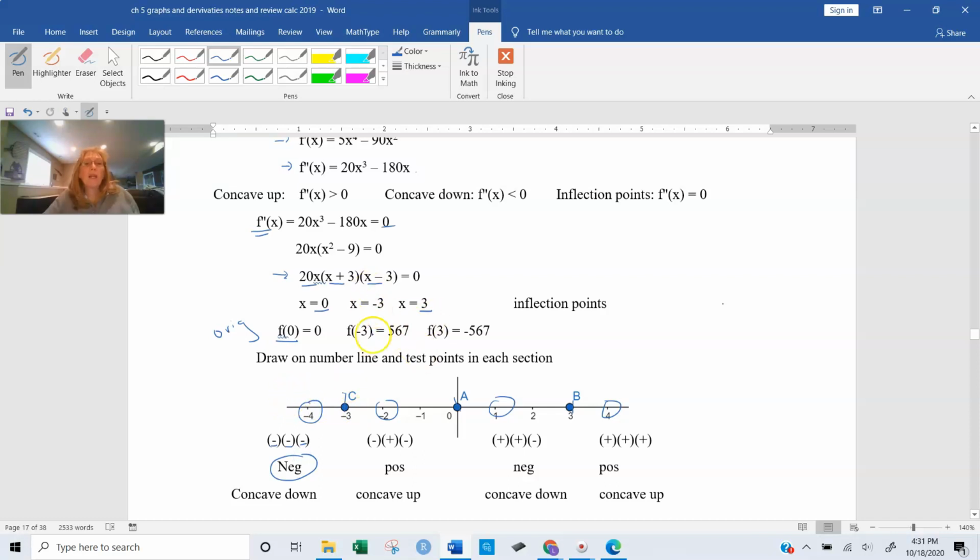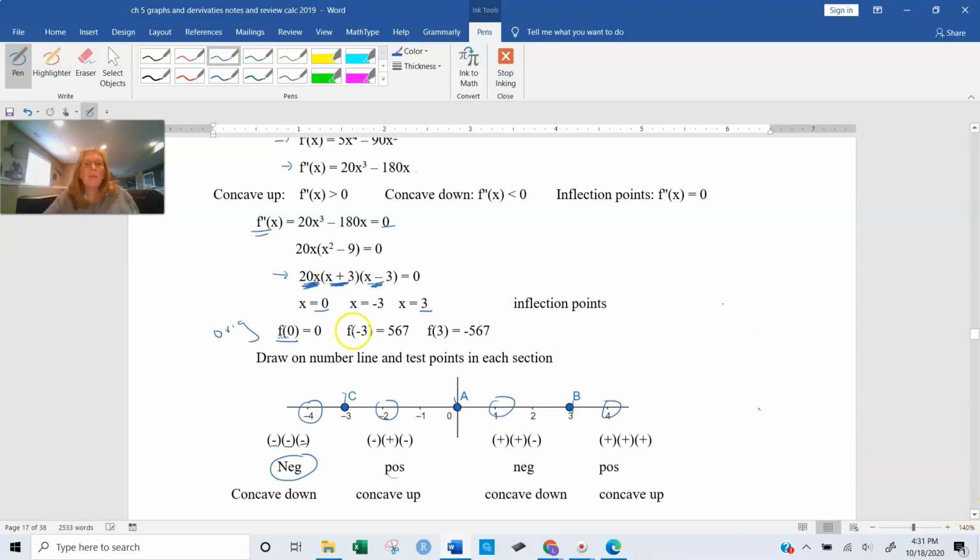All right, now I look at negative 2. I plug in negative 2 up here again. So this is negative, positive, negative. Multiply that, and it's positive. So this section between negative 3 and 0 is concave up. Plug in 1. We have a positive and a negative, giving a negative, so concave down. Plug in 4. This would be positive, positive, and positive, making it concave up.